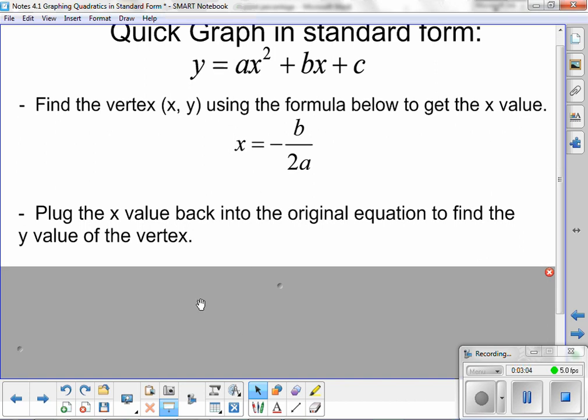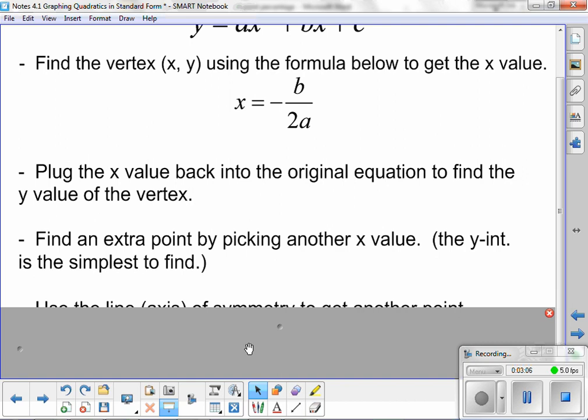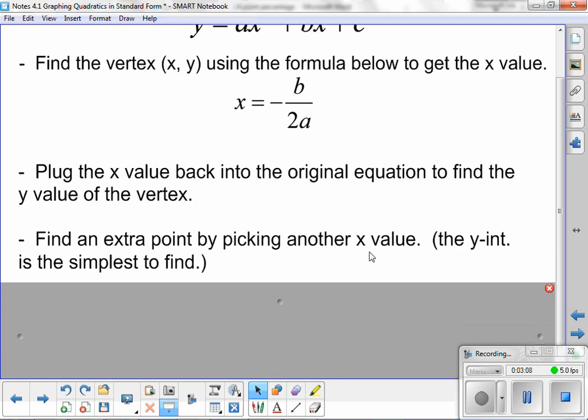Now the next part was to find an extra point. To find an extra point, you're going to pick another x value. Try to pick an x value that's near the x value of your vertex. So if the x value of your vertex, say, is a 3, you might want to pick a 2 for the x value of your next point. Or you might want to pick a 4. So either one number bigger or one number smaller than the x value of your vertex. Plug it in to the original, and you get your y value out, and you'll get another point.